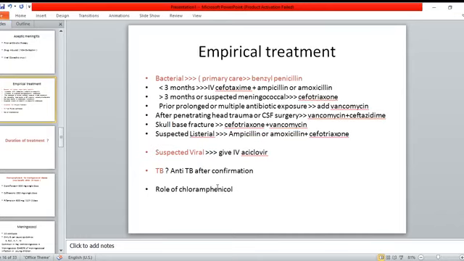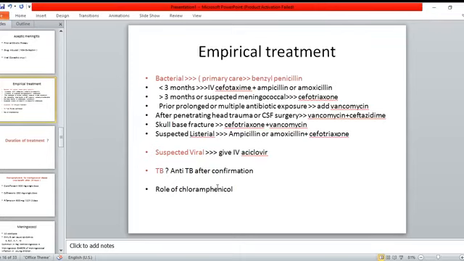The extremes of age. So you will give ceftriaxone plus ampicillin or amoxicillin. Here I want you to notice a point. What's this point? For empirical treatment, when you have a suspicion of Listeria monocytogenes, you give ampicillin or amoxicillin plus ceftriaxone or cefotaxime.